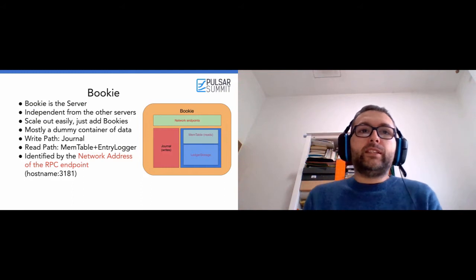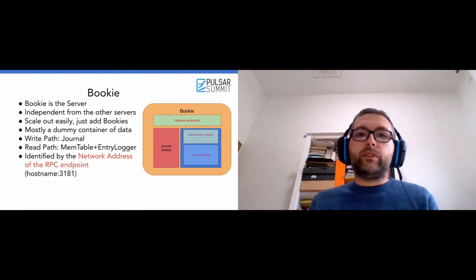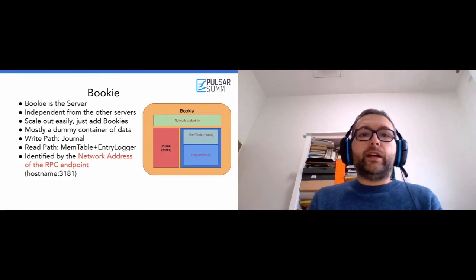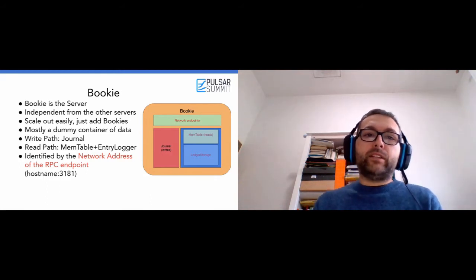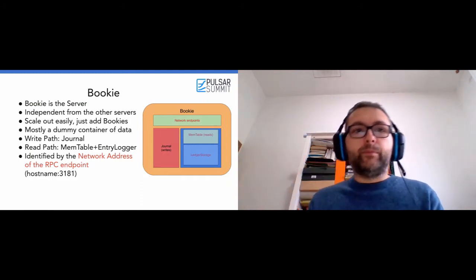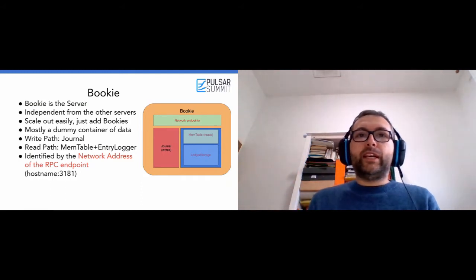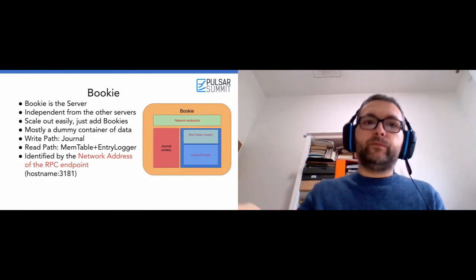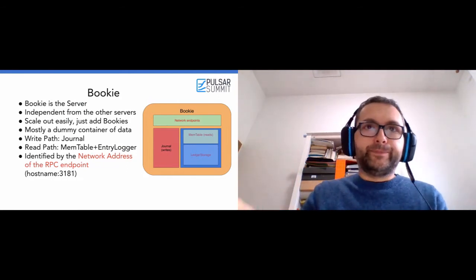But the Bookie is identified by its network address, and especially the network address of the main binary protocol endpoint, the RPC endpoint. So you will see Bookie IDs in the form of host name, DNS name, colon, port, usually 3181.